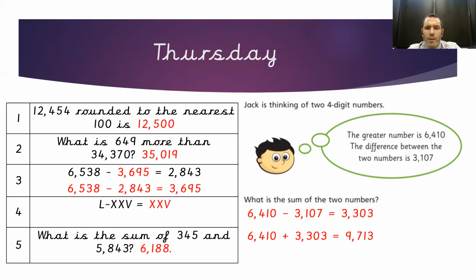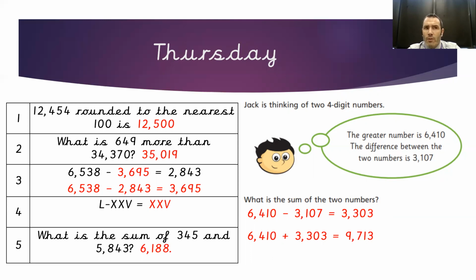Here are your answers for Thursday. Looking at Jack's question, he's thinking of two 4-digit numbers. We've been told that the greater number is 6,410. So we know this is the biggest number we've got in our question. The difference between the two numbers is 3,107. So in order to work out what the other number is, we need to subtract 3,107 from 6,410.